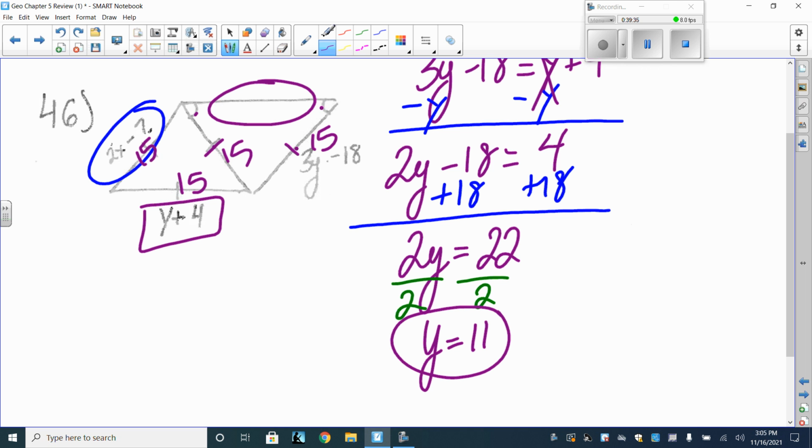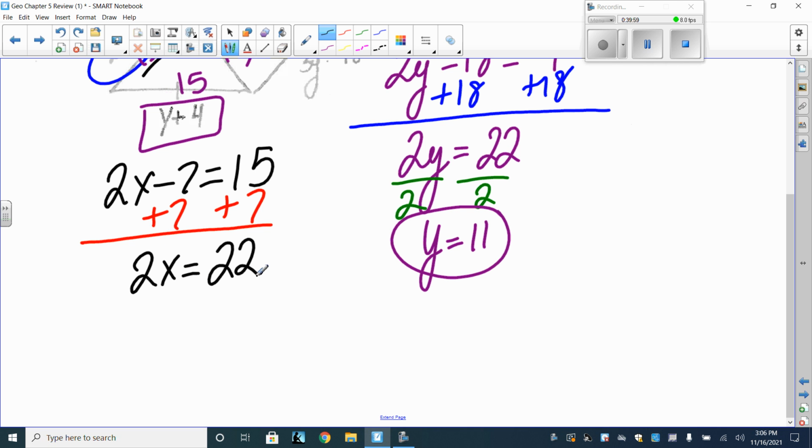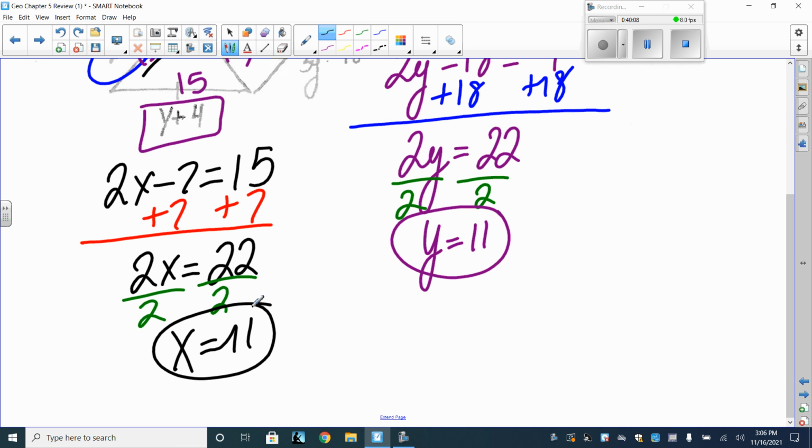So what is 2x minus 7 going to equal? 15, because that is the length of the line. So now we can solve for the value of x by first adding 7 to both sides, telling us that 2x is equal to 22. And then we would divide both sides by 2. Incidentally, x is 11. Any other questions on this here?